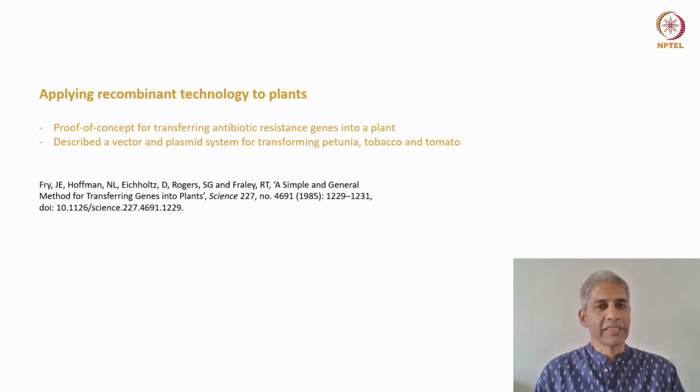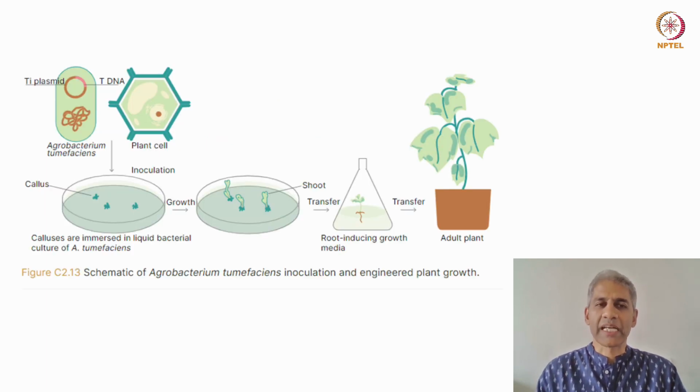Recombinant technology was then applied to plants. One publication which had a big impact came out in 1985, where they showed a proof of concept for transferring antibiotic resistance genes into a plant. They described a vector system, which means a host, and a plasmid system, which could be used for transforming three different kinds of plants: petunia, tobacco, and tomato. And this was how they did it.